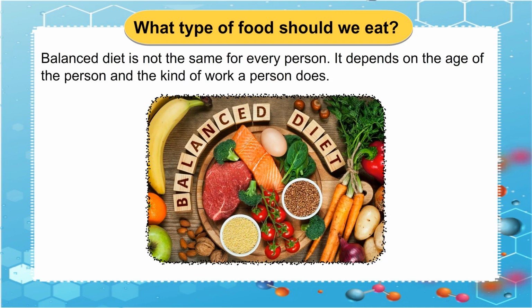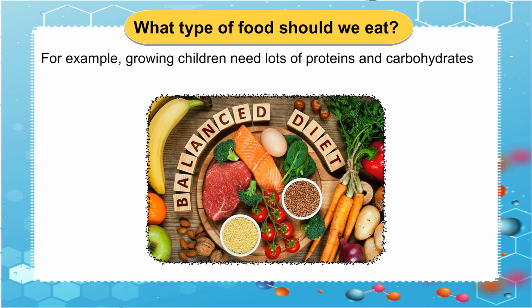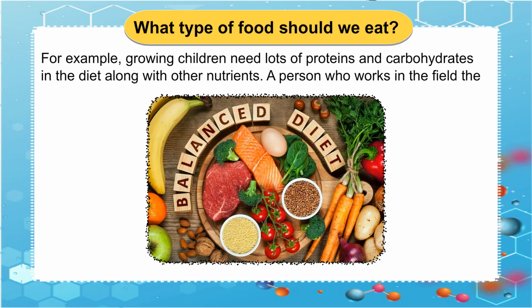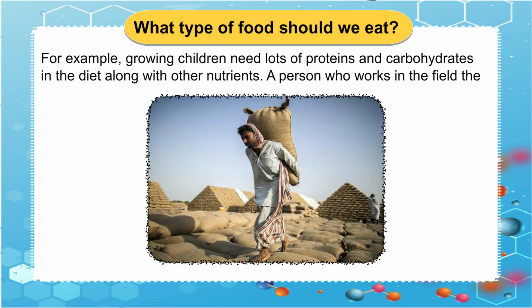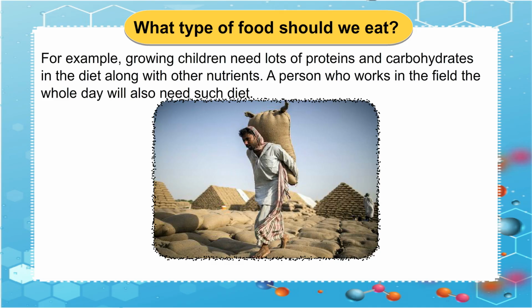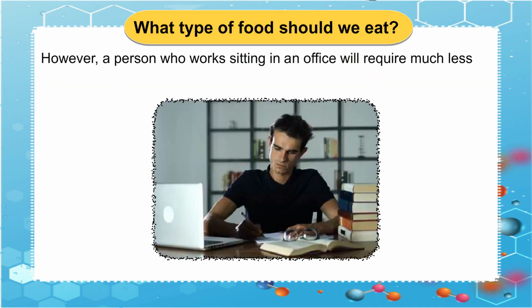It depends on the age of the person and the kind of work a person does. For example, growing children need lots of proteins and carbohydrates in the diet along with other nutrients. A person who works in the field the whole day will also need such diet. However, a person who works sitting in an office will require much less amount of carbohydrates and fats in the diet.